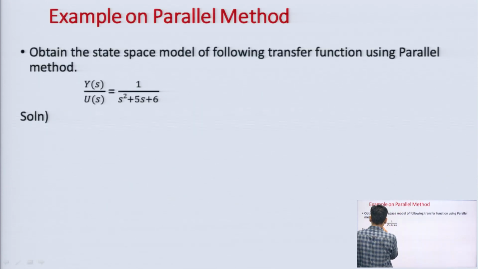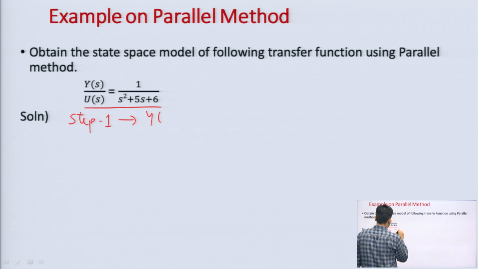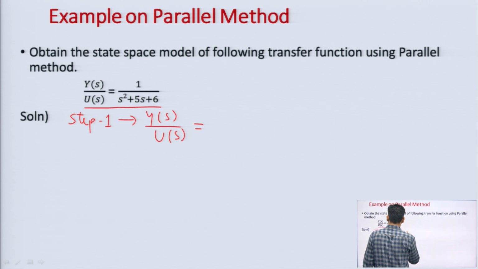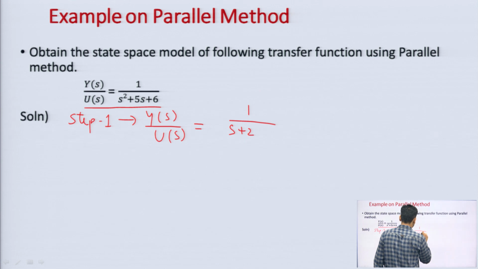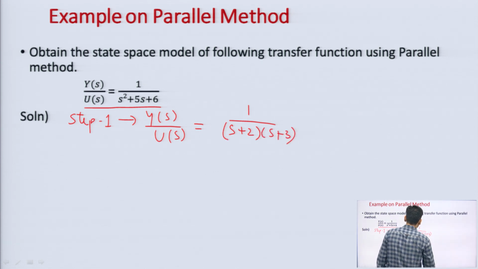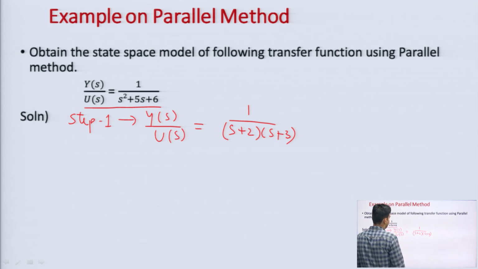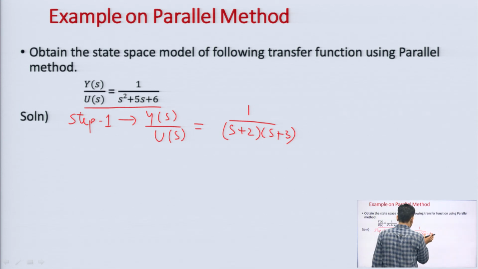Here the transfer function is given as Y(s) over U(s) equal to 1 over s square plus 5 s plus 6. What is step 1 to solve this type of numerical? We need to convert this transfer function into a factored form. I will convert it into factored form with this simple arrangement, and with the help of partial fractions we need to separate out these two expressions.